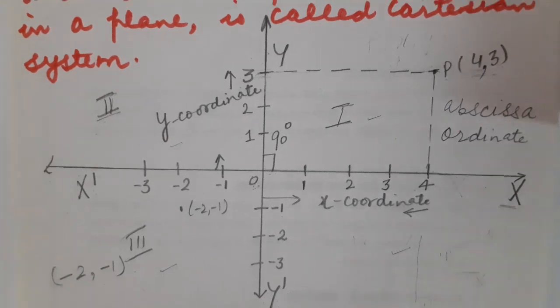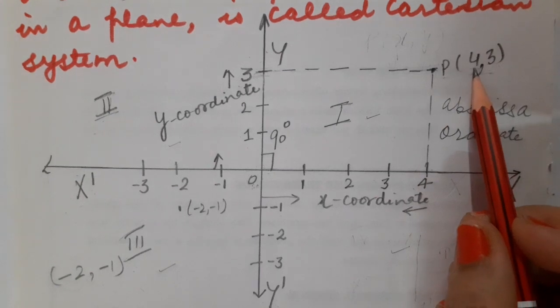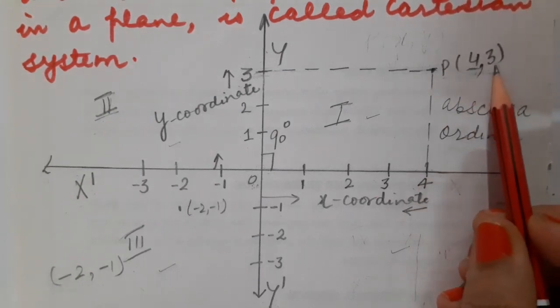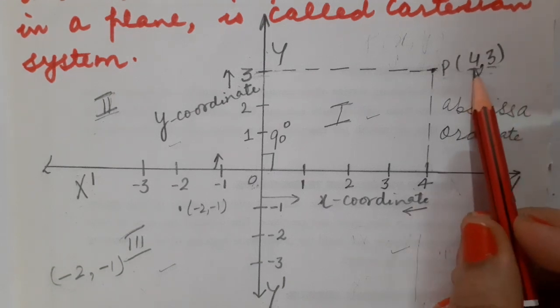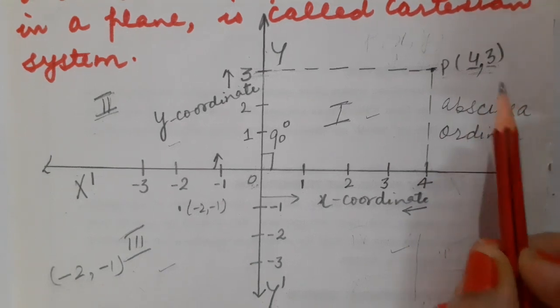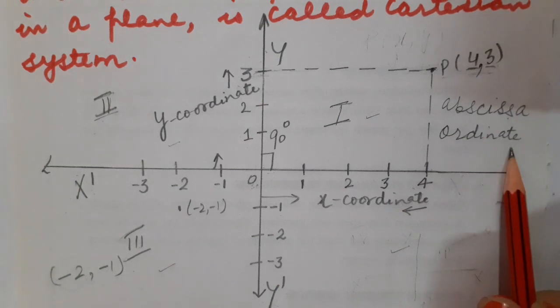Correct, students? Now children, as I have plotted a point P whose coordinates are 4, 3, here 4 is basically the x coordinate and 3 is the y coordinate. Okay. So what is another name of x coordinate? That is abscissa. It is written over here. And the y coordinate is also known as ordinate.